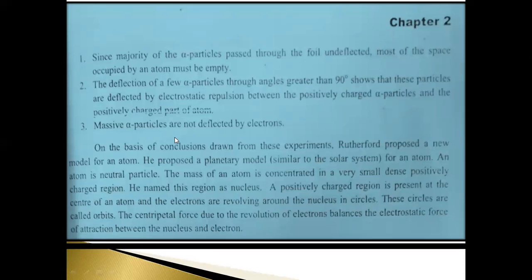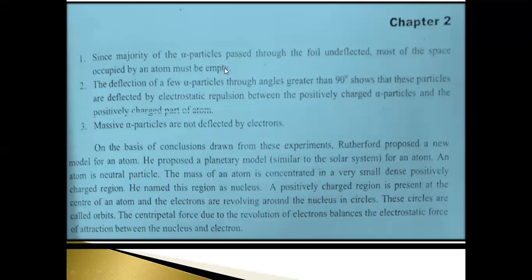Number one, Rutherford concluded that the majority of the alpha particles pass straight through the foil undeflected. Why? Because most of the space occupied by an atom must be empty. The atomic structure has the nucleus in the center and electrons revolving around the nucleus. The electrons revolve around the nucleus in specific pathways, but the nucleus is present in the center. So he concluded that most of the space occupied by an atom is empty.